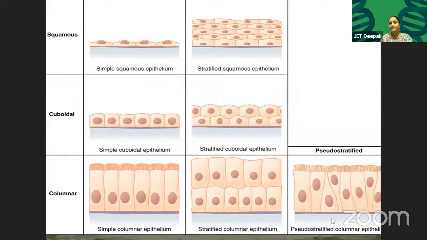And there is one more type in columnar, pseudo-stratified columnar epithelial tissue. Why are they called pseudo? Pseudo means something is present but not properly present, like falsely present. You can see these are not properly columnar cells. Some cells are broader at one end and narrow at the other end. This is the narrow part, this is the broader part. So they are called pseudo-stratified, meaning they are not perfectly holding the shape of columns.